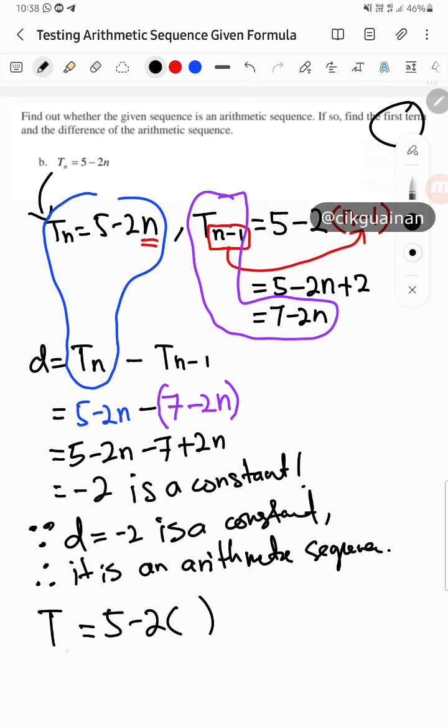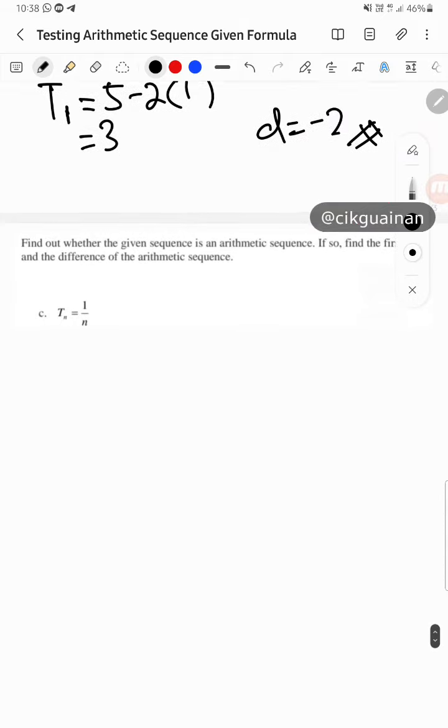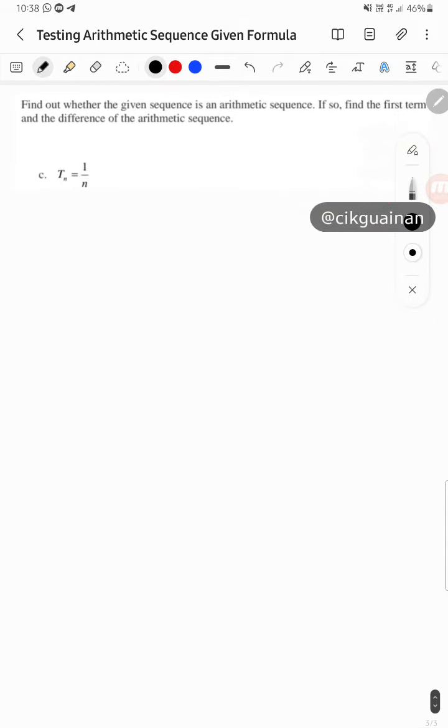Originally it is like this, right? So when we want to change the n with 1, the n over here we also change into 1. So 5 minus 2 is 3. And then the common difference, copy paste minus 2. Done already with the second one. Let's go for the next one. Tn equals 1 over n.